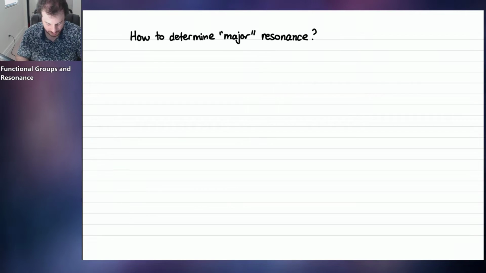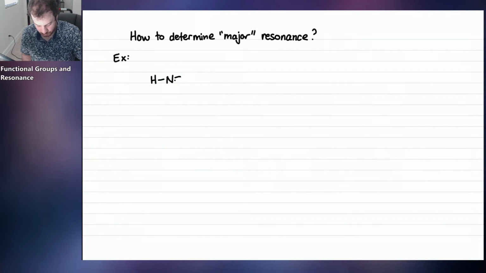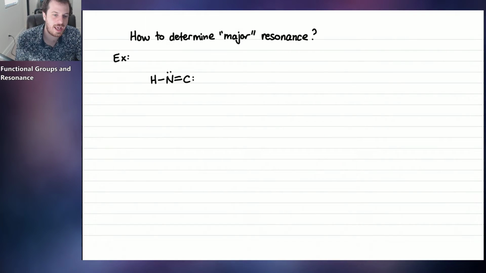Okay, how to determine major. So let's take a look at an example. Let's take a look at a tricky example here. Okay, here is a molecule. Can we draw a resonance structure for this molecule? Do any of the scenarios apply? Do we have a polar pi bond? Yeah, we do. We have a CN bond. That's a polar pi bond. That's pretty good.